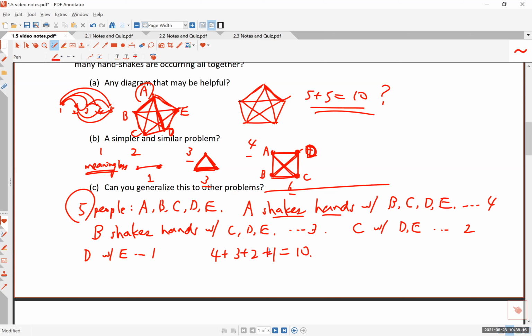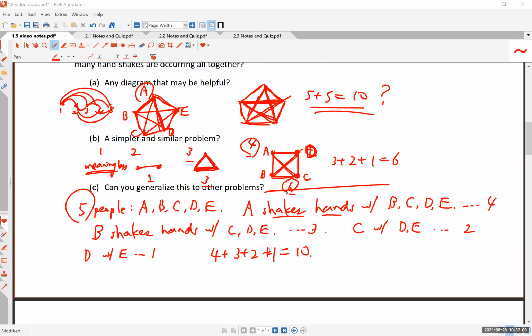With the shape of the pentagon and all of these lines connecting the vertices, right? So that seems to be the answer. 10 is the answer. Now, does this argument still carry with smaller numbers like 4? Yeah, see, if you have 4 people, first A has to shake hands with 3 people, and then B has to shake hands with 2 more people, and C with 1 more person. And so that's 6, and that is the number we came up with by the diagram, right?